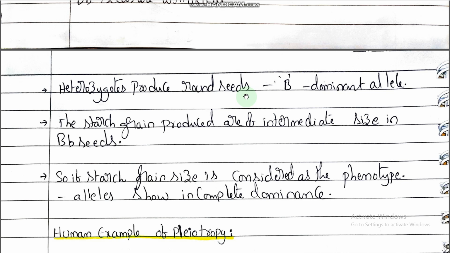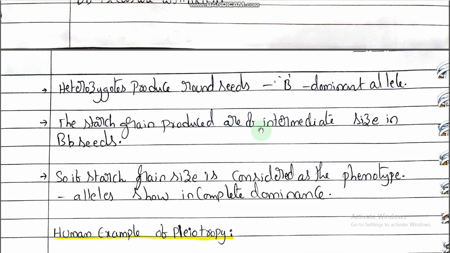Always in genetics language, dominance is assigned with capital letters, capital B. Capital T, small t we also discussed in monohybrid cross and dihybrid cross: capital T tall, small t short, right? Here also same, the capital B is the dominant allele. Heterozygous produces round seeds. Why round seeds? Capital B indicates round, so that is the dominant, so only round seeds.